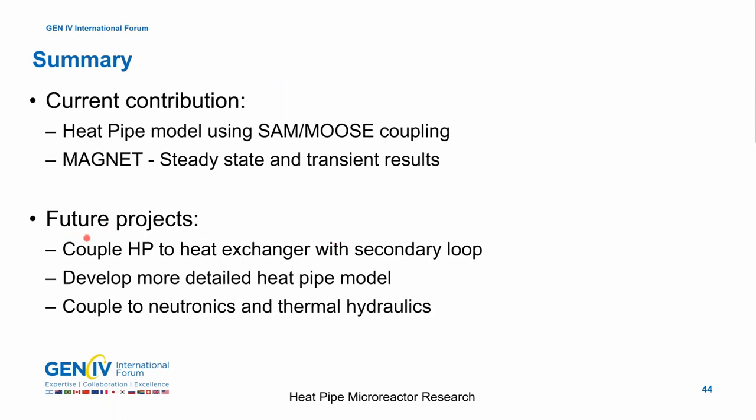So in the future, we will work on the following projects. First, we will build a more detailed heat pipe model based on the Westinghouse eVinci design, working in cooperation with Westinghouse. At the same time, we will develop a heat exchange technology. We might use supercritical CO2 to transfer energy from the condenser part of the heat pipe to the turbine in the secondary side. And all this work is in cooperation with Westinghouse Electric Group.